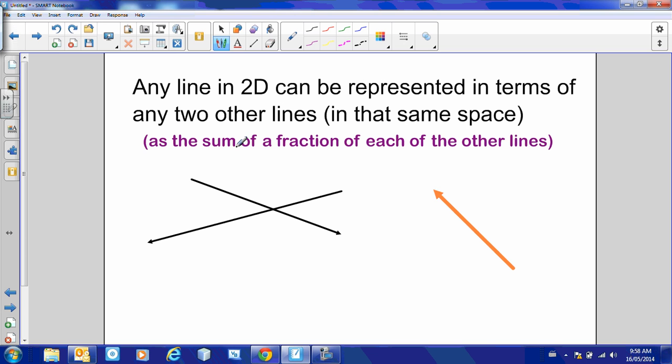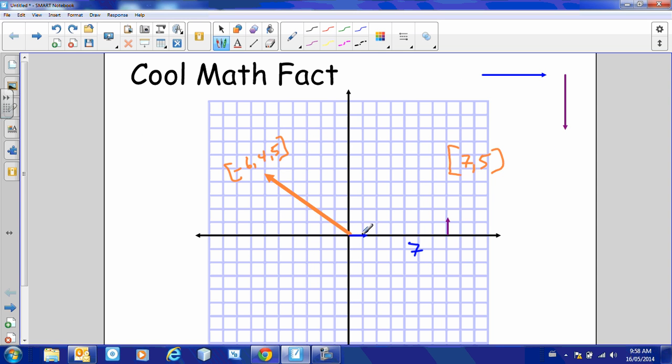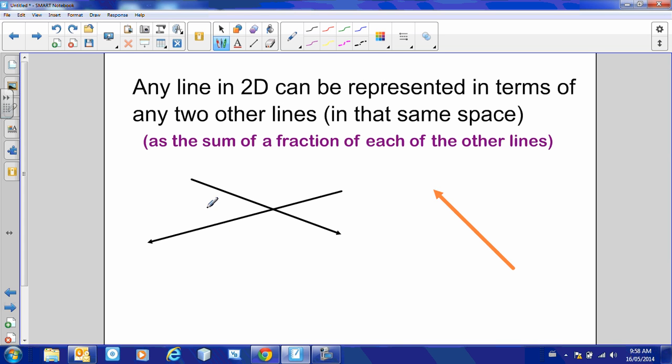the coordinate system we chose there, we chose out of convenience and simplicity. But any line in 2 dimensions can be represented in terms of any 2 other lines. That's to say, as the sum of a fraction of the other 2 lines. So I chose a unit vector here, 1 unit going to the right, and a unit vector here, 1 unit going to the north, or upwards. But I could have also chosen this to be my set of axes.